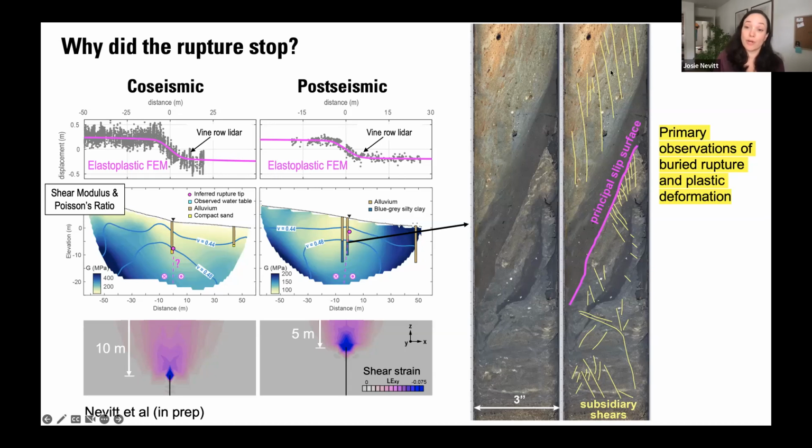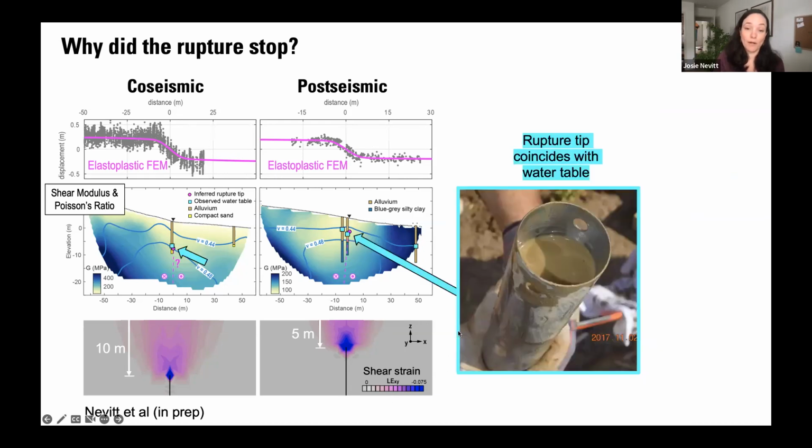It also provides direct observations of this distributed shearing, which is consistent with the frictional plastic yield criteria used in the models. We also are able to measure directly the depth to the water table, which is shown as these blue squares here. And we see this pretty striking coincidence between the water table and the inferred rupture depth, which were determined completely independently of each other.